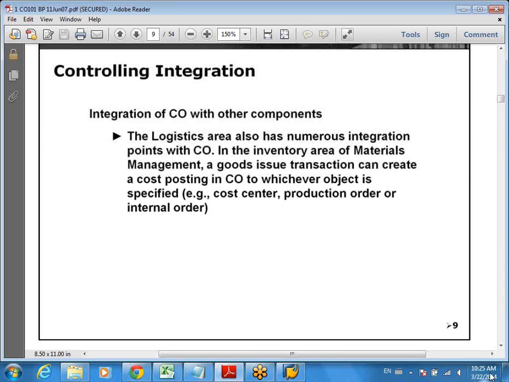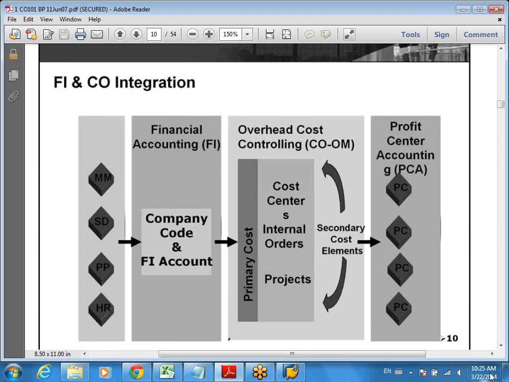So if I'm issuing for production, this goes to a production cost center. And if I'm issuing for consumption, it goes to a consumption cost center. I can issue it to a small project. I can actually take the inventory and put it on a project budget. So any cost-bearing object has to be supplied for in logistics. So this is how the system works.